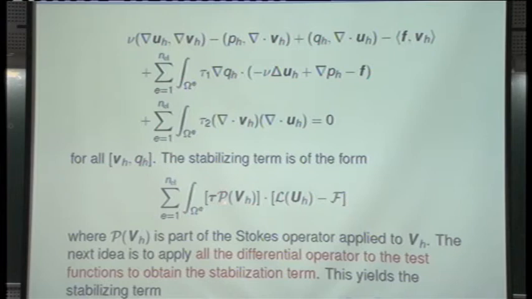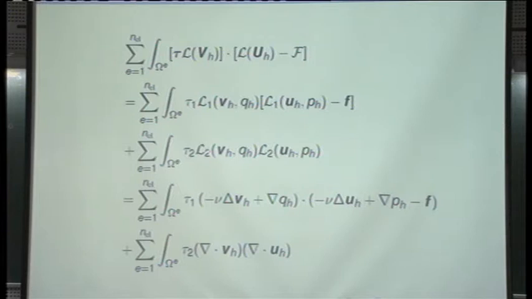Which part? The first order term. So now the idea is, what would happen if we apply the whole Stokes operator to the test function? That would yield the following stabilizing term. That would be even easier. Instead of just using the convective operator applied to the test function, we use the whole operator.